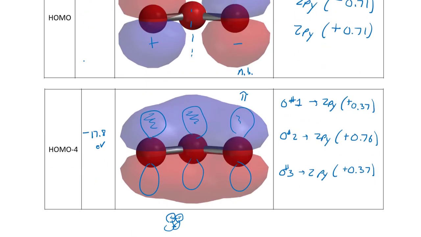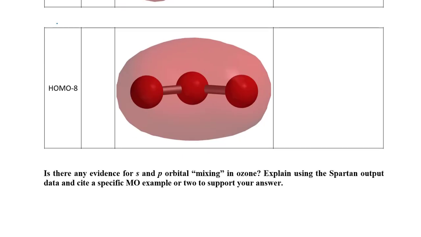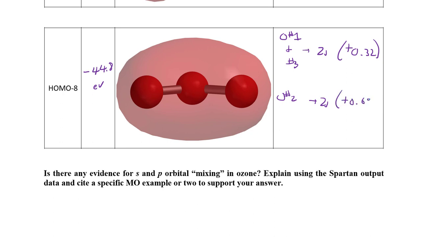I know you're probably getting tired of me if you haven't done so already, but I'm gonna look at two more. I'm gonna look at HOMO minus 8, and that was what? That was a negative 44.8 eV. I think that's the lowest energy. And if you look at this, oxygen number 1 and number 3 give you what? A 2s, right? And they each give you a contribution of 0.32. The central atom, oxygen number 2, gives you a 2s as well. And that one is plus 0.69.